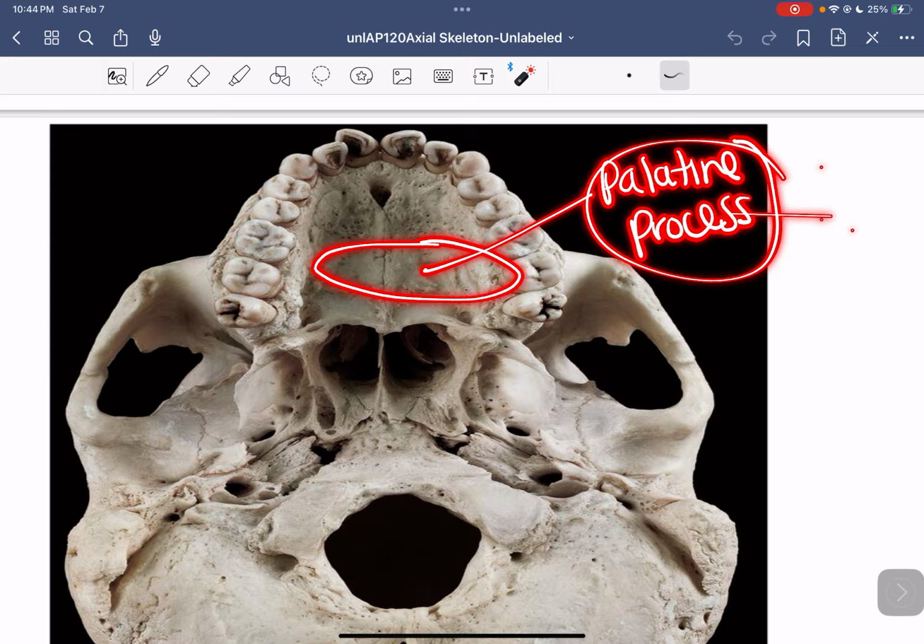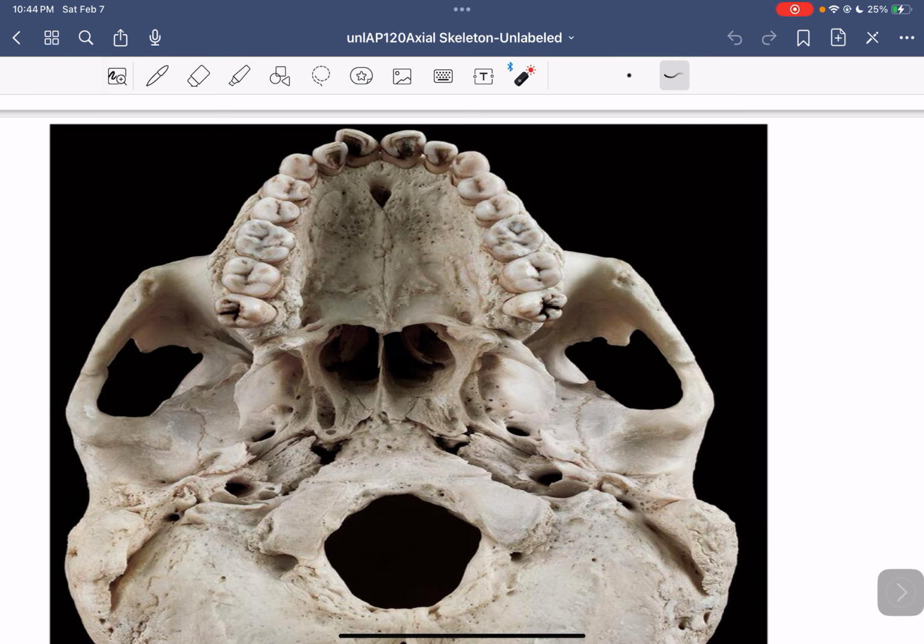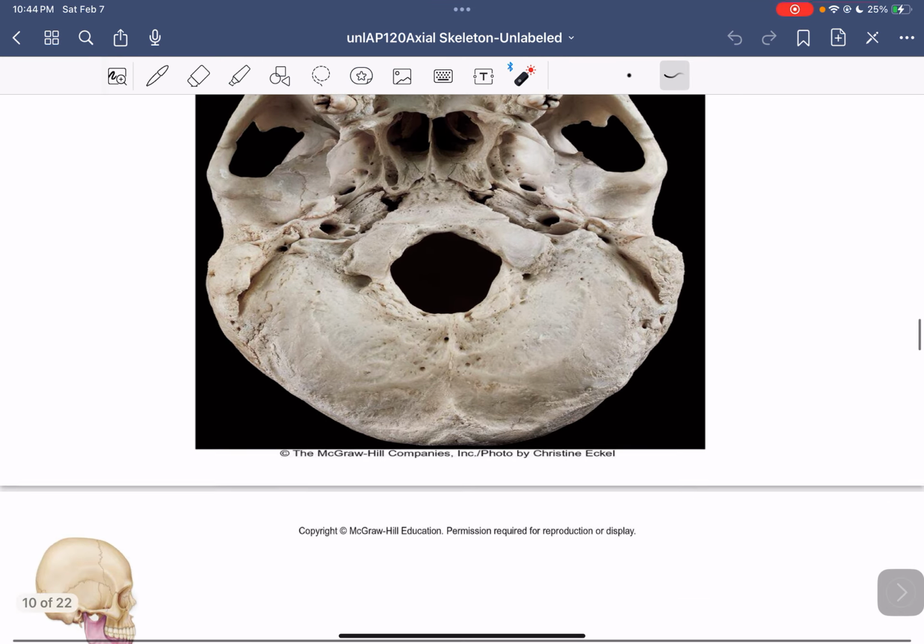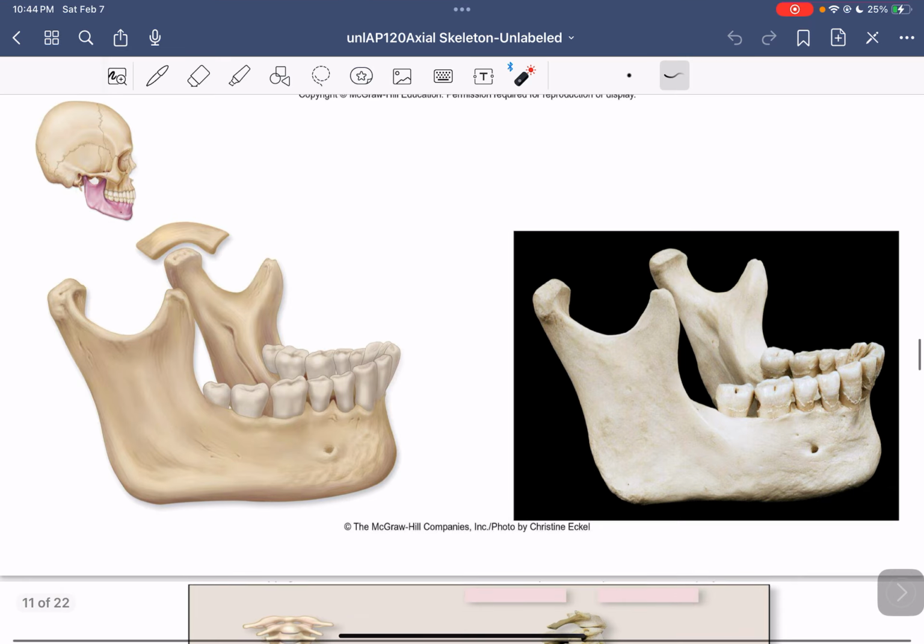Remember, it's what comes into contact with your palatine bone, which is over here. Okay, let's keep going and let's see.